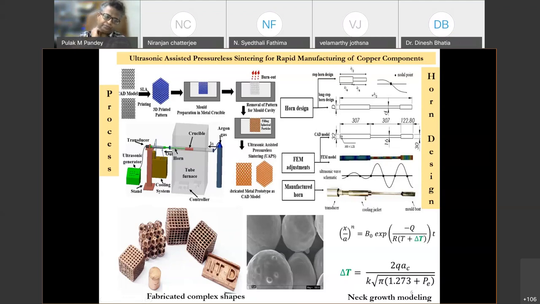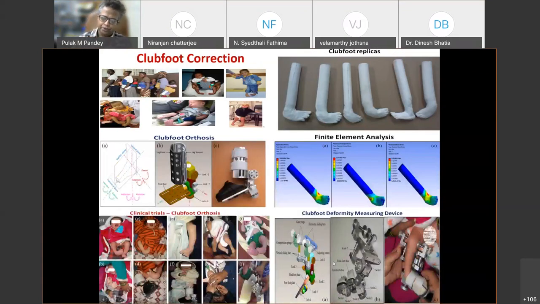So these are the various fabricated, very complex scaffold shapes. Because they are copper, they can be used for various other applications, including sometimes heat sinks. Sometimes they are used for shock absorption, etc. We have also developed a model, a neck growth kinetics model, in this work.